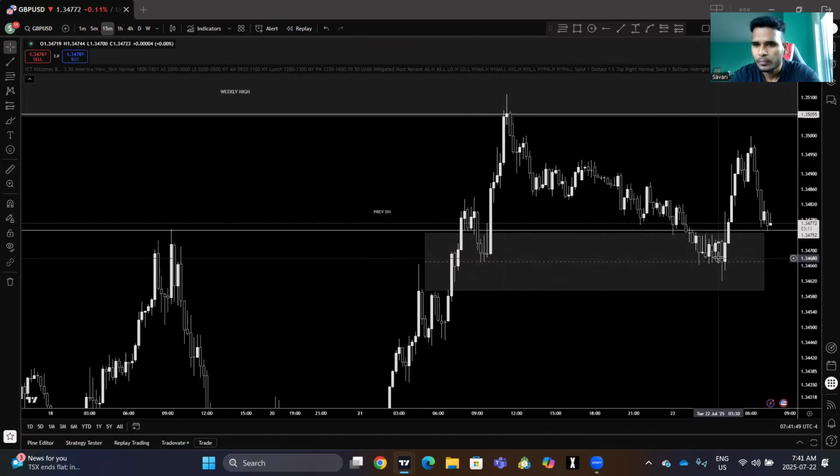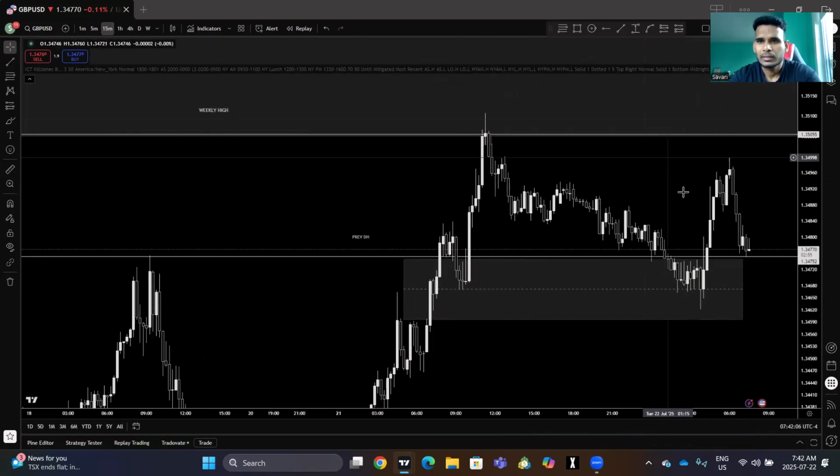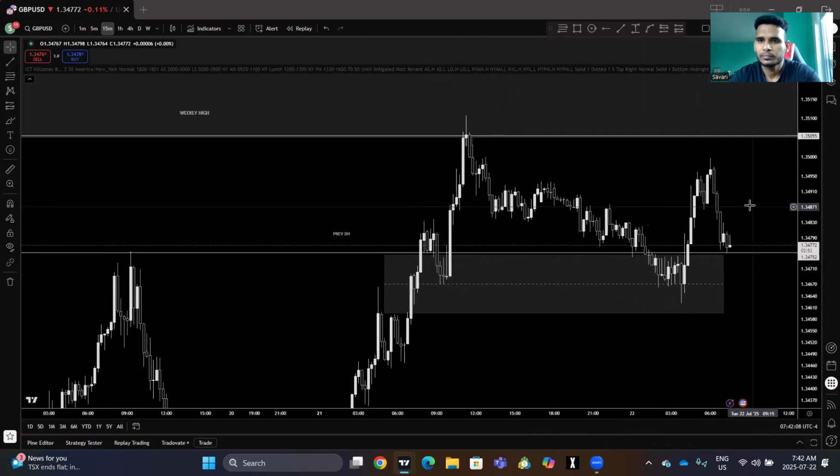From 2 o'clock to 4 o'clock, it accumulated here, swept, which means manipulated to the downside, a clean sweep in 15 minutes, and a structure shift, and it closed above. So obviously we can target some London high, Asia high kind of things. Good push to the upside, so we can still expect some higher prices if I'm not wrong.